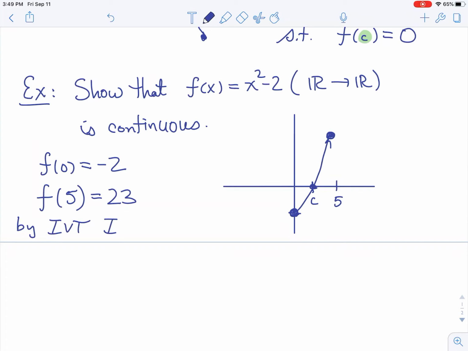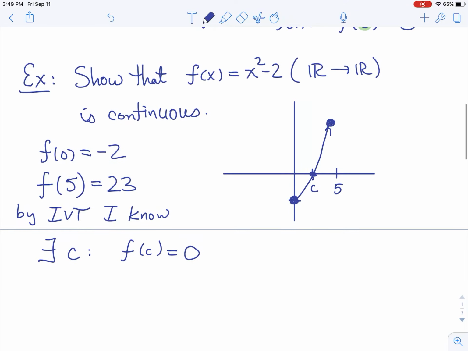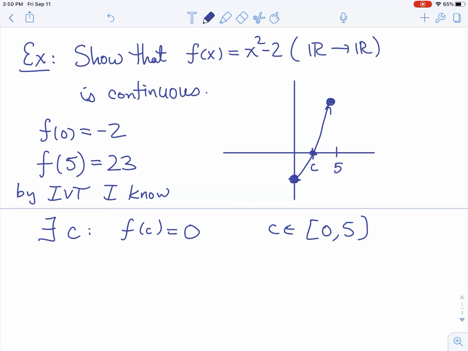So by the intermediate value theorem, I know there exists a number c such that f of c is exactly 0. Okay? In fact, I know that c has to be between 0 and 5. Okay? And what do we know? What does this equation mean? If f of c is 0, that means that c squared minus 2 equals 0.